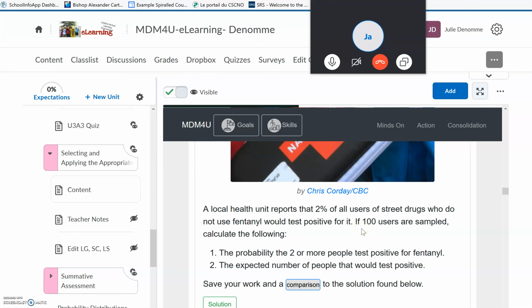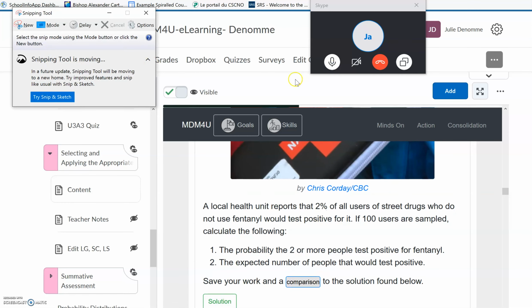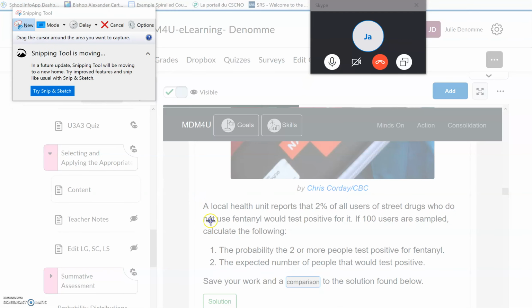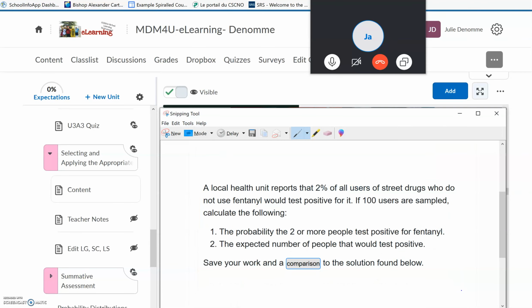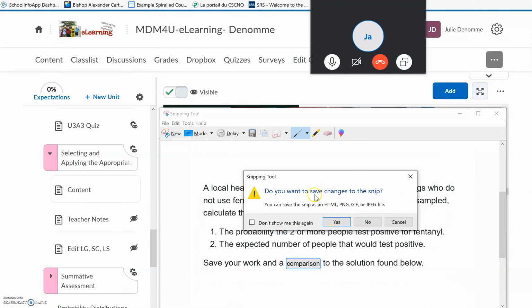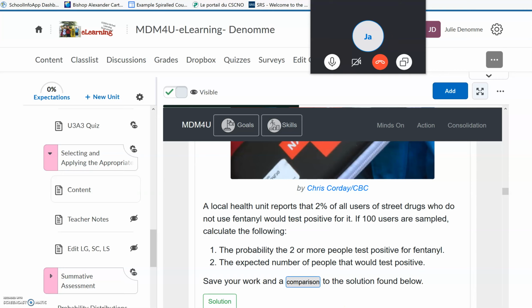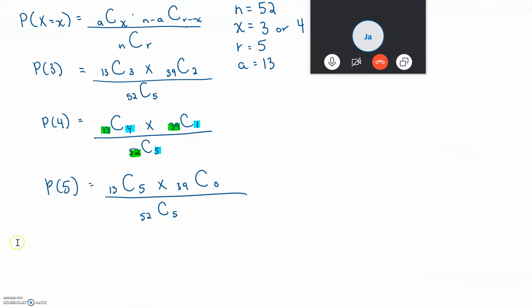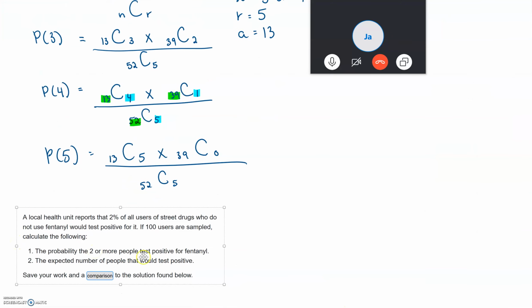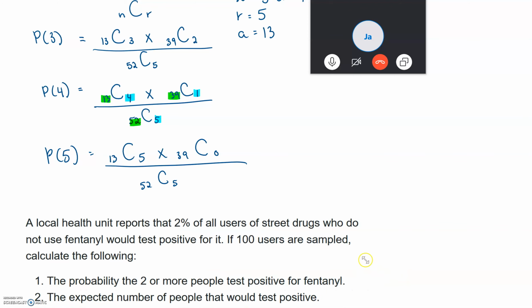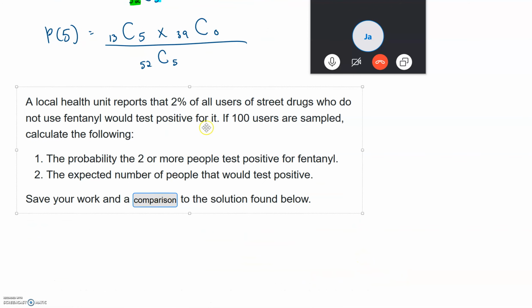Okay, so for this question, we just mentioned that 2% of all users of street drugs who do not use fentanyl would test positive for it. So when they give you a percentage, what is that? Any idea? Now you're going to need to walk me through this. I will. So the 2% represents what? We're trying to figure out if it's hypergeometric or binomial, but given that 2%, it should make it easier for you to realize what that is.